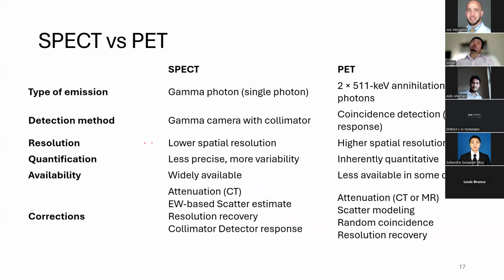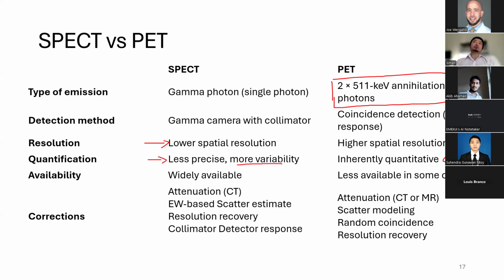So resolution, SPECT tends to have lower spatial resolution, and PET tends to have higher. With PET you can usually achieve sub-centimeter, while SPECT is still on the order of a centimeter. Quantification: PET is inherently quantitative primarily because all you image is the annihilation photons. It's always two 511 keV photons. Whereas in SPECT, you can do quantitative imaging, but it's less precise and has more variability.